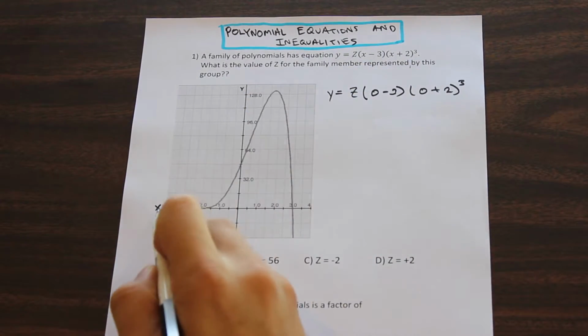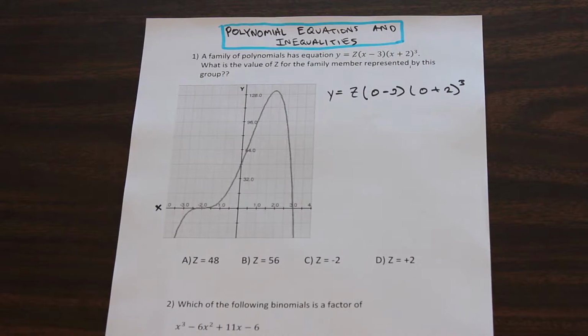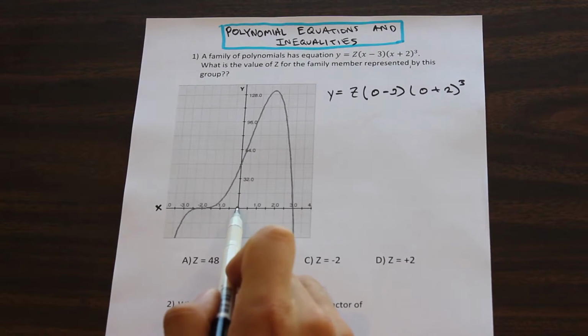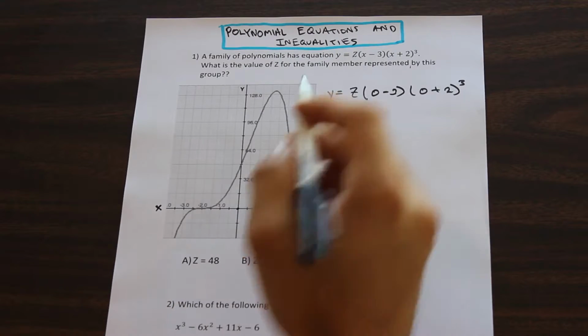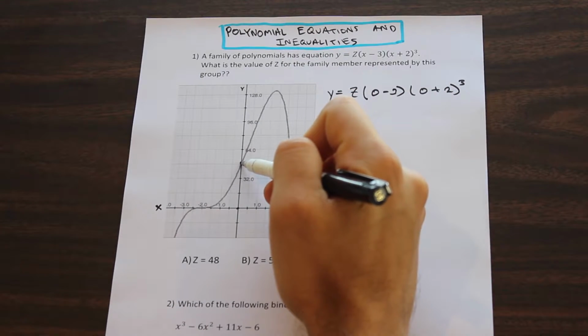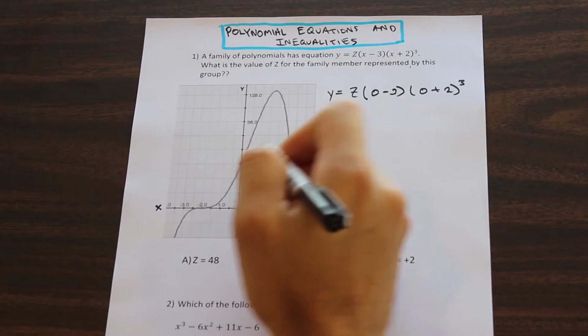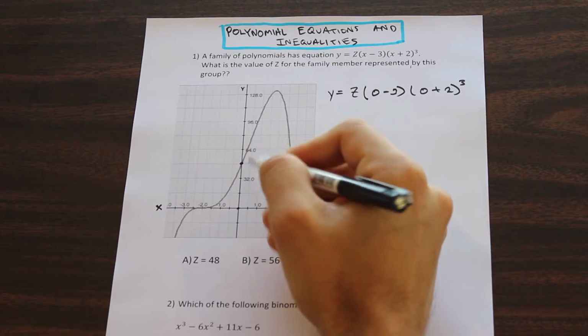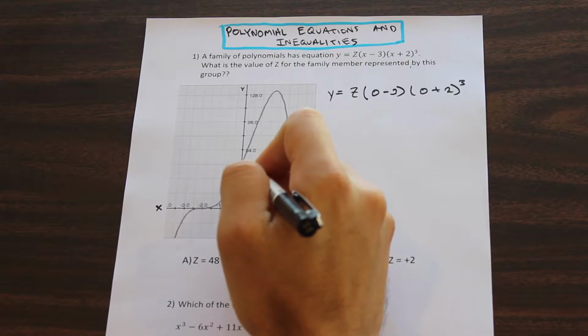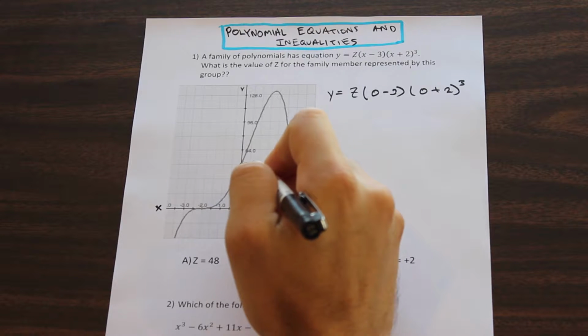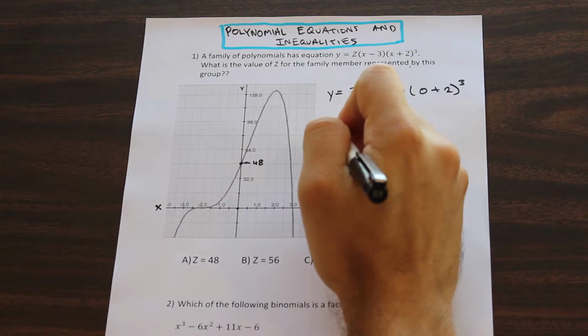When x is 0, and we're just remembering this from our x and y-intercept practice, we go over here. When x is 0, what is y? We come up to here, and y is in between 64 and 32. Not roughly, in this graph it is exactly there. So that's 48. Let's plug that in.